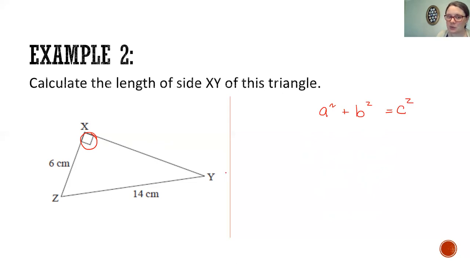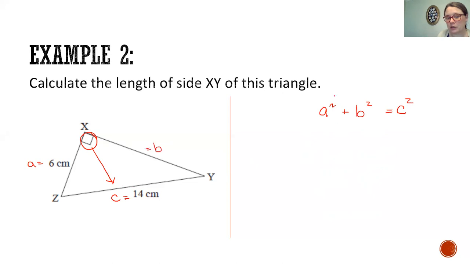So a squared plus b squared equals c squared. Now that we know what our right angle is, let's label. And this time we'll use our a, b, and c. So 14 is my hypotenuse, so we'll call that c. And that means these ones could be a or b. So I'll call this one a, and I'll say this one is equal to b.